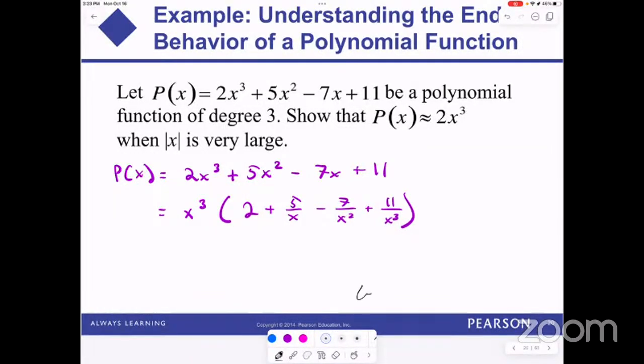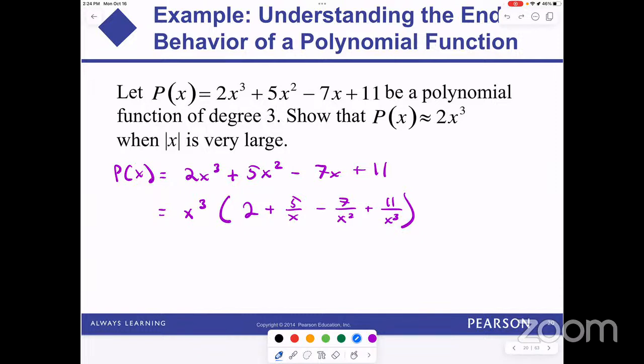Okay. So then, if we consider these as the absolute value of x gets really large, think about it. If we think about the 5, if you did 5 divided by 1, you get a result. If you did 5 divided by 2, you get an answer. 5 divided by 5, 5 divided by 10, 5 divided by 20, 5 divided by 100, 5 divided by 1,000, 5 divided by 10,000, right? So what do you notice as that denominator is getting larger and larger?